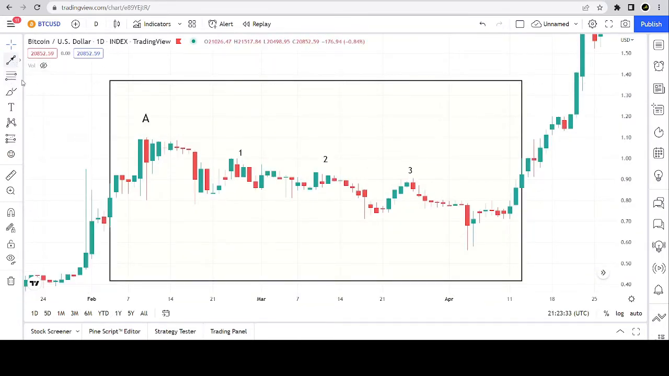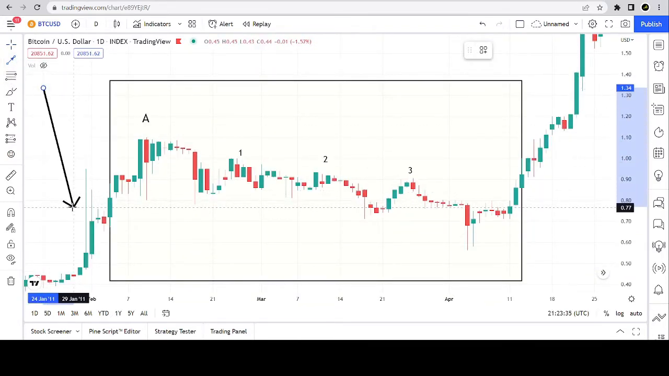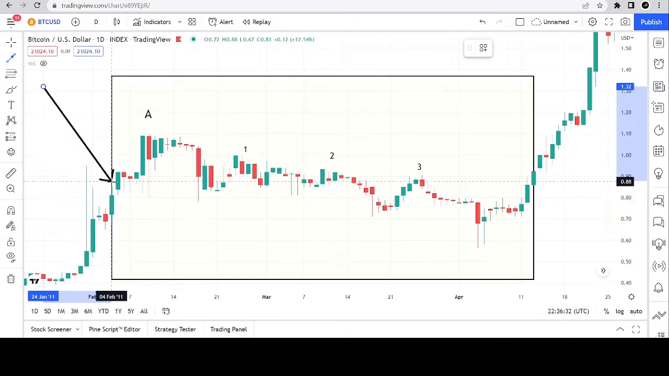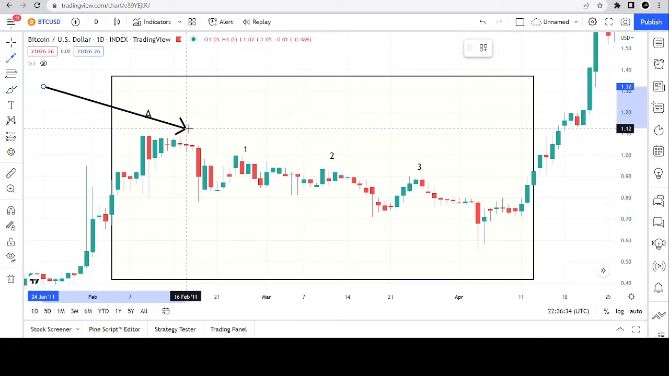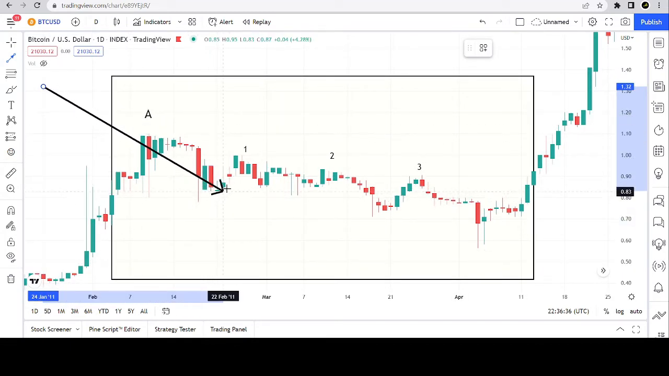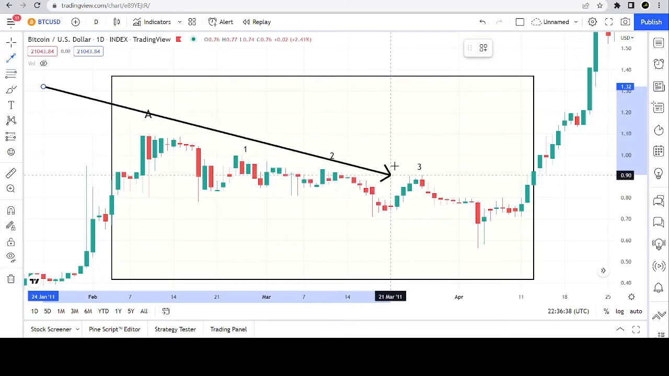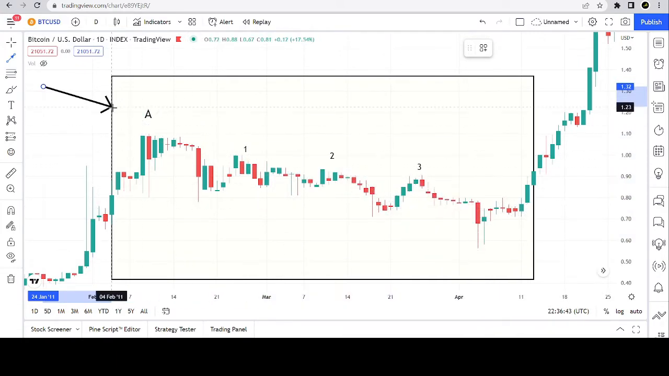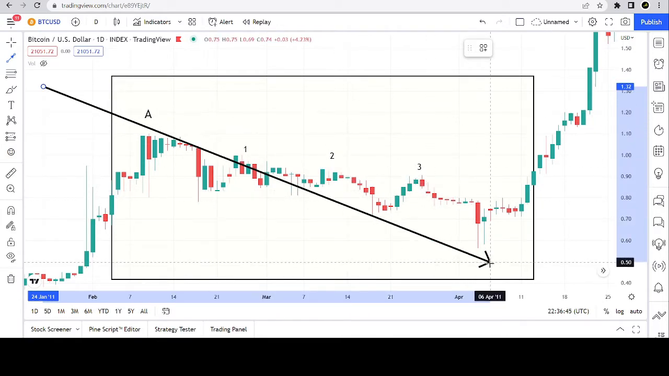Okay, so here we are at the next corrective structure, which just so happens to be an A pattern that took place in February 2011. All right, so price moves up, comes to a peak, comes crashing back down, and then does three waves, 1, 2, 3, down to a capitulation point. At the capitulation point, a pattern A does a V bottom.